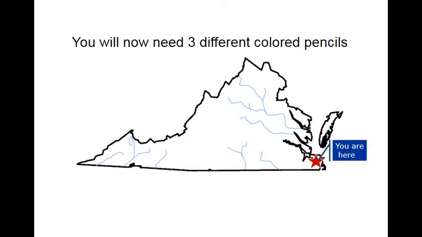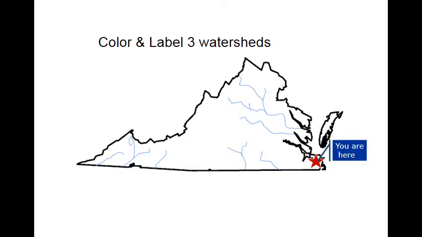Now, you're going to need 3 different colors here. Hopefully you have some colors. If you don't have colors, that's okay. It's not a big deal, but colors would be helpful here. Okay. We're going to color and label 3 watersheds. Did you get your colors? Like I said, if not, it's not really a big deal. We can just draw borders around these things, but it'll be a lot easier for you to remember this and picture it if you color these different areas in.